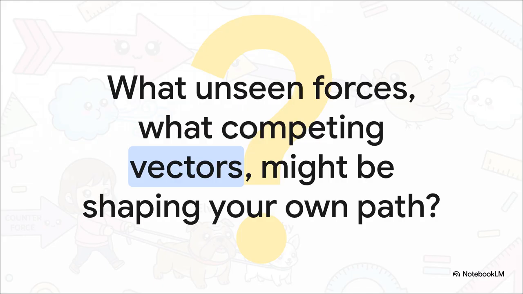Every push, every pull, every crosswind, it isn't just some random thing. It's a vector with a magnitude and a direction. You now have the tools to calculate the true path of a bird in the wind. Which leaves one final bigger question. What unseen forces, what competing vectors might be shaping your own path through the world?